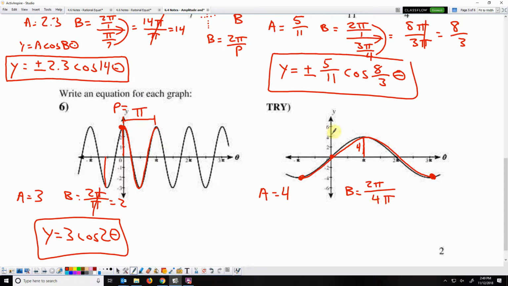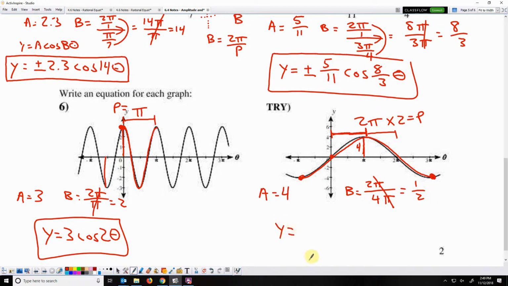Or if I wanted to, I could start here and go to here, but that's only a quarter of a cycle. I could go all the way to here and get a half a cycle, and that is 2 pi, and I would double it to get 4 pi. Now when I simplify this, the pi's cancel. 2 over 4 is 1/2.